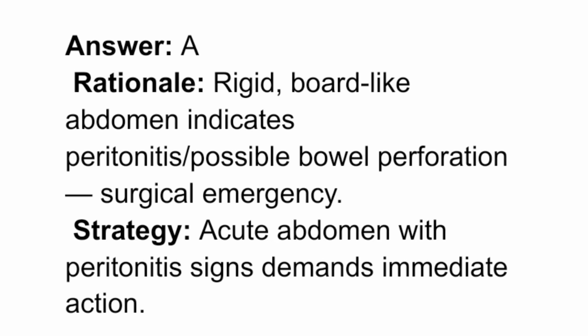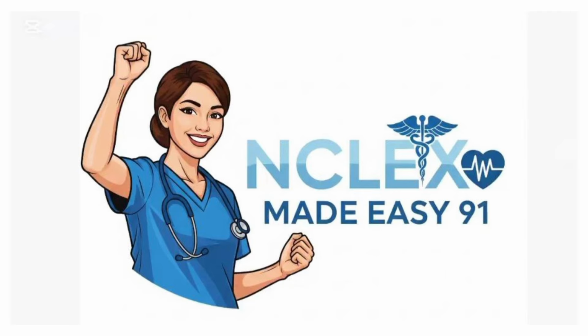Strategy: acute abdomen with peritonitis signs demands immediate action. Great job working through these 50 difficult NCLEX prioritization questions. If you made it this far, you're already sharpening the most important nursing skill, critical decision-making under pressure. Remember, on the NCLEX and in real nursing practice, the right answer is always about who is most at risk, who is least stable, and what intervention saves life and safety first.